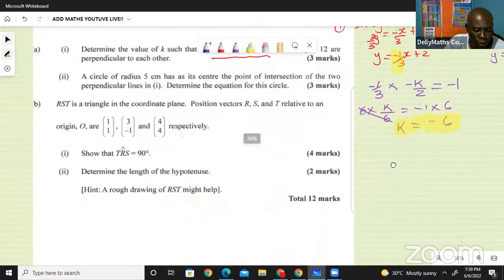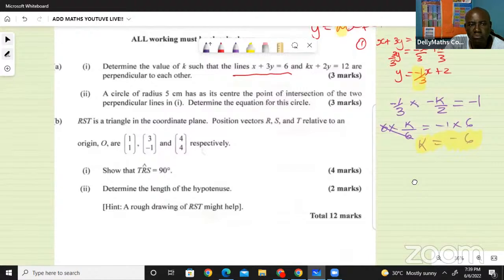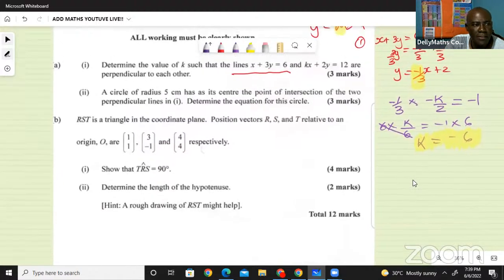All right, so we're looking at that. So k is negative 6. Now, the next question is the equation of the circle. They will never leave off these. This question is there every single year.